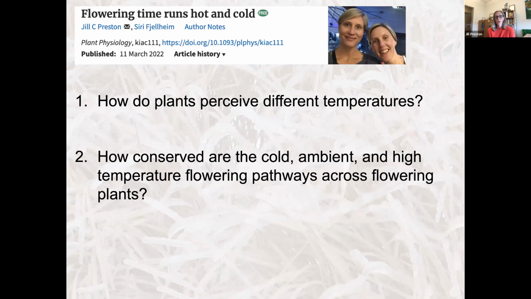So the second major question I want to ask here is, how conserved are the cold, ambient, and high temperature flowering pathways across flowering plants? Now, this is a bit different to the perception of different temperatures, because here we're talking really about the transduction of that information actually into the plant and into plant development.